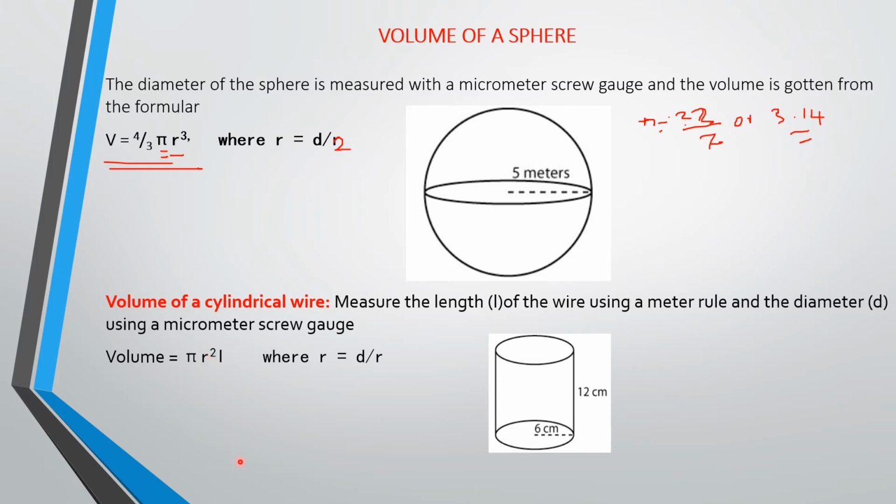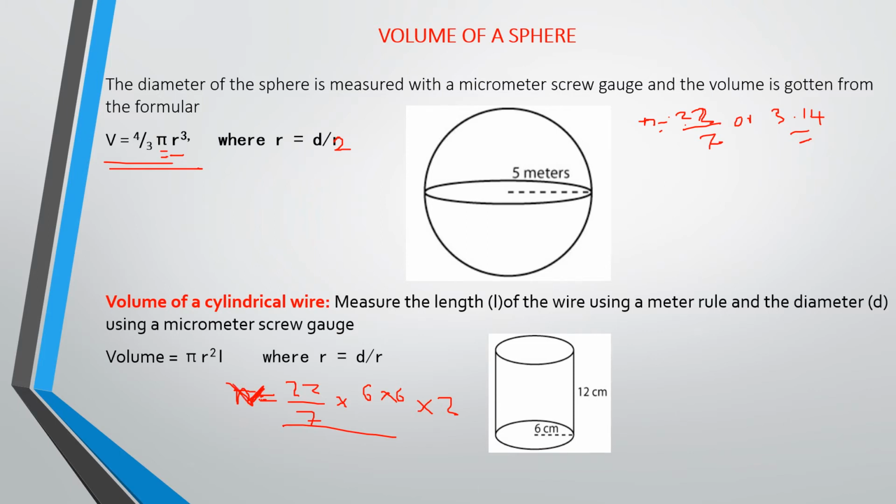Your pi is known. Your pi is 3.14 or 22/7, depending on which you are using, but you still get the same answer. So in this case, your radius is 6 squared. So you have 6 times 6, then you multiply it by the height, 12. Whatever you solve from here will give you the volume.